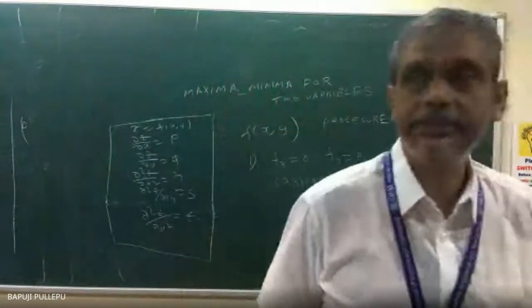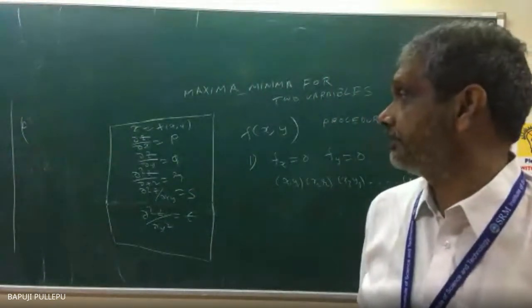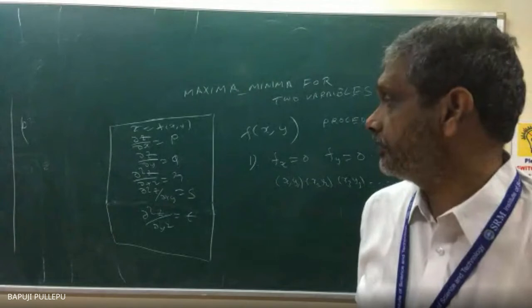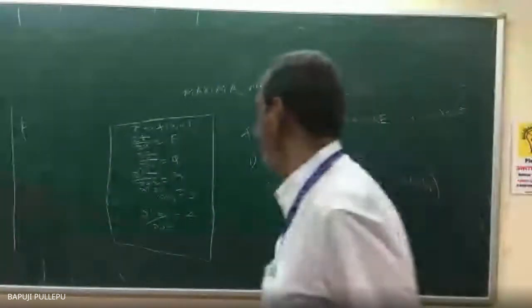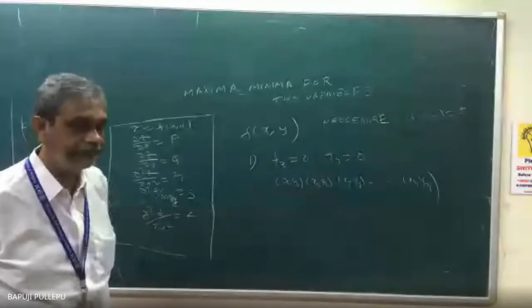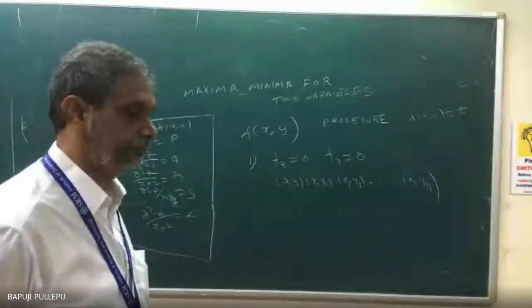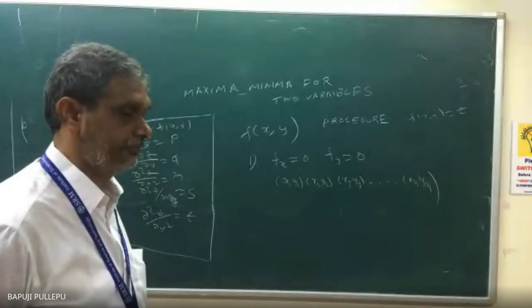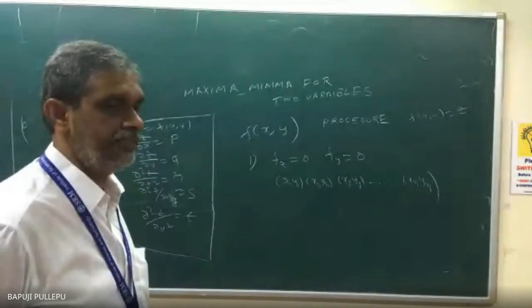Dou z by dou x is equal to P, dou z by dou y is equal to Q, z is equal to f of x y. Dou square z by dou x square is equal to R, dou square z by dou x dou y is equal to S, second derivative. Dou square z by dou y square is equal to T. PQRST.